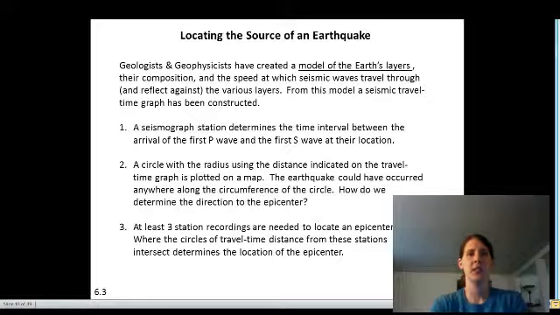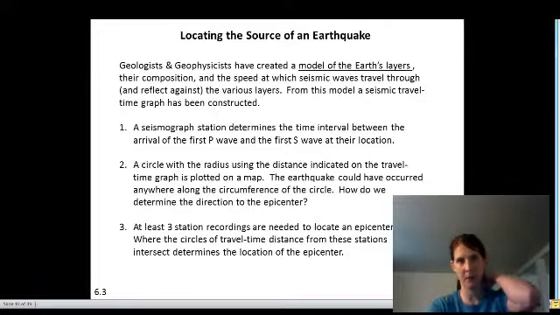Geologists and geophysicists have created a model of the Earth's layers and the speed at which these waves should travel through them. And using this, we can actually create seismic travel time graphs. So a seismic station determines the time interval between the first P wave and the first S wave, like we looked at earlier. And then a circle with the radius using the distance indicated is plotted on a map. So the earthquake could have occurred anywhere along the circumference of the circle.